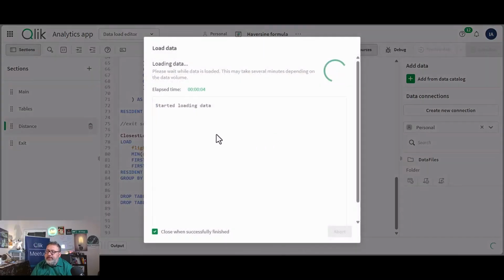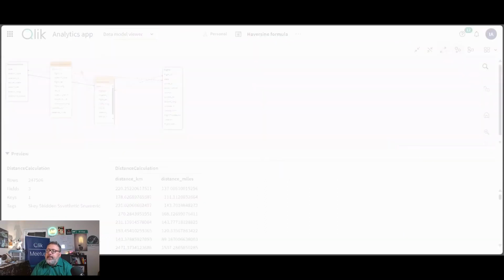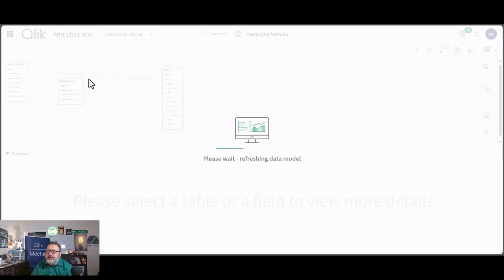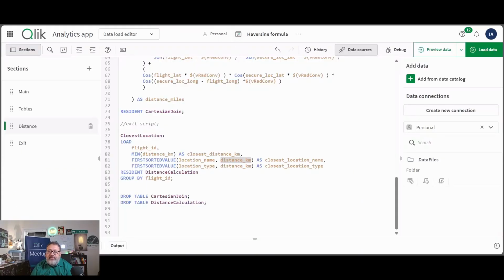So let's run it to see the final result. Okay, so the final result is a table with the closest location. So for every single drone flight, I have the closest secure location we flew to, what is the location, and what type of location. So like this one flew 59.7 kilometers to this airport, for example. Okay, and that's how you do it. Very simple and easy to implement.